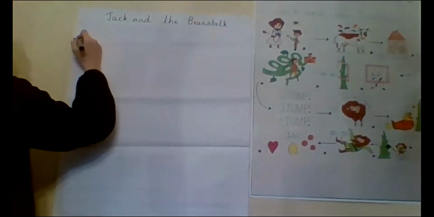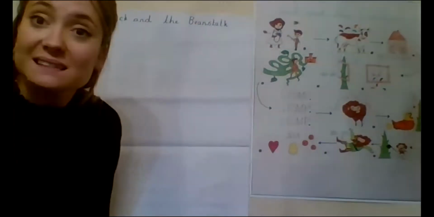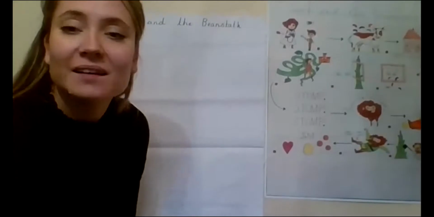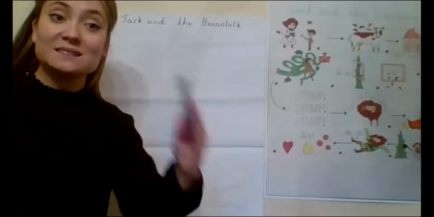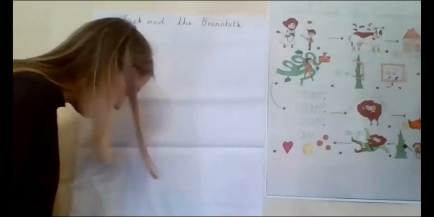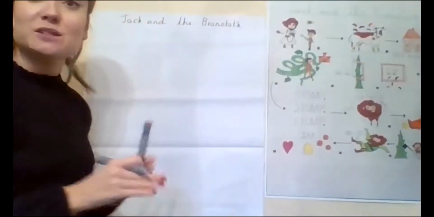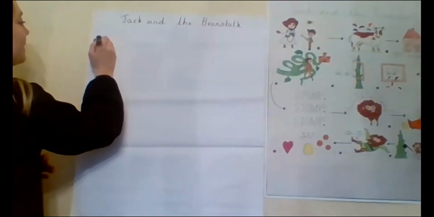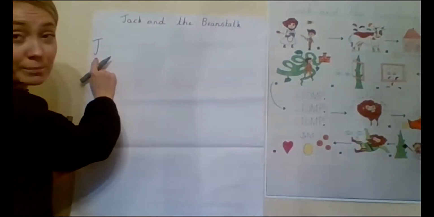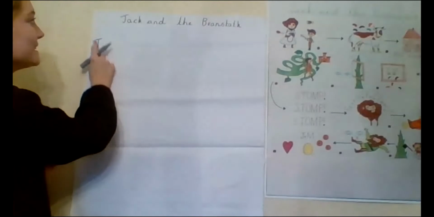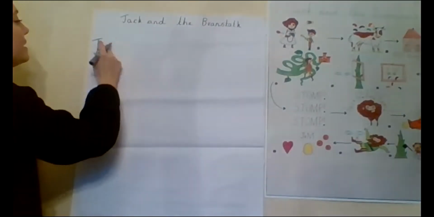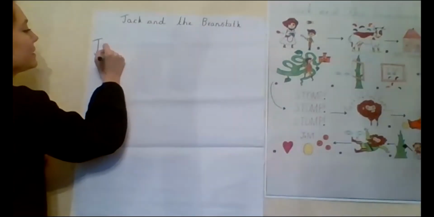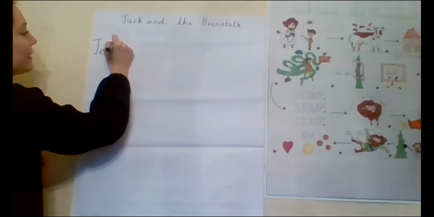So let's start off. What do we start our sentences with? Can you remember? That's right, we start them with a capital letter. So I'm going to start my sentence with a capital J for Jack. And make sure it's bigger than the rest of my letters and it's sitting on the line. Can you see? J, A, Jack.